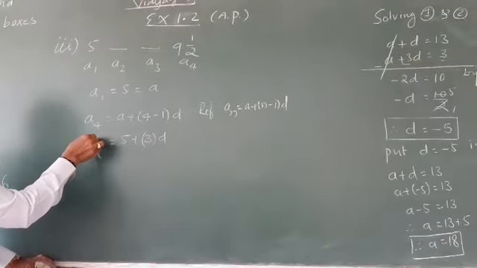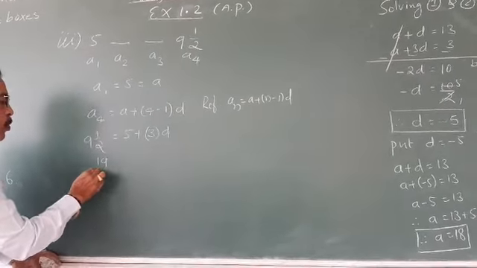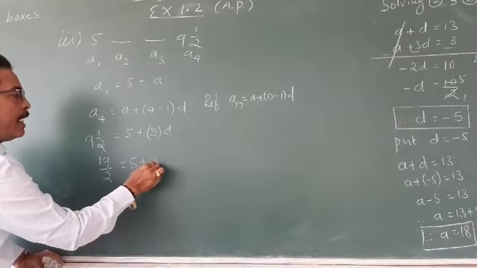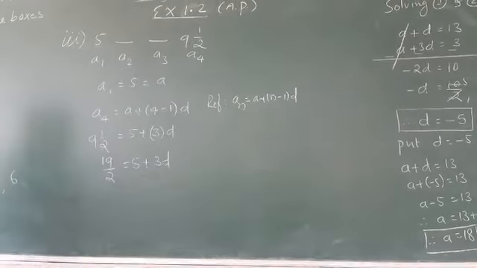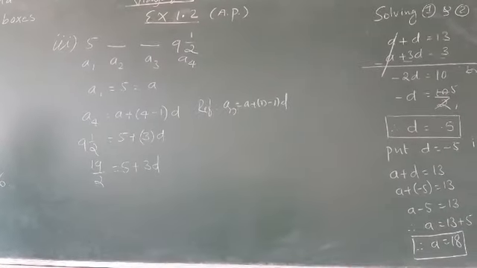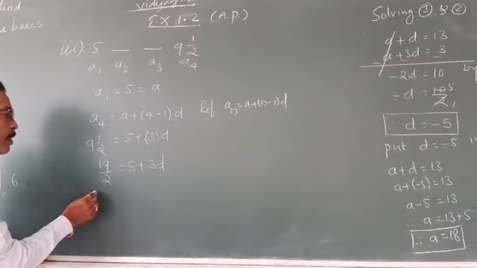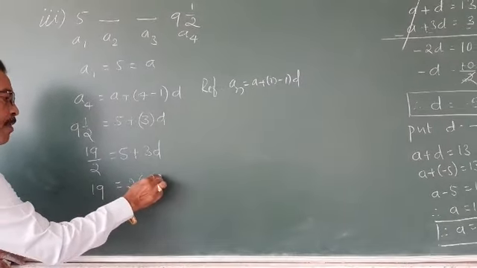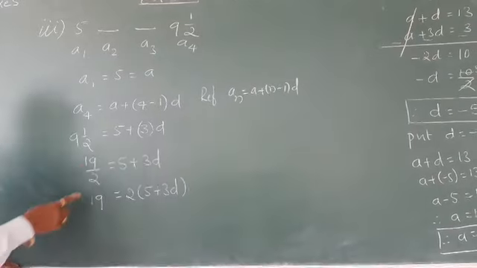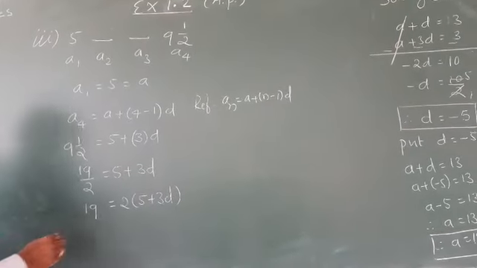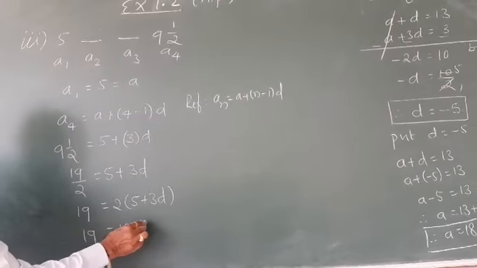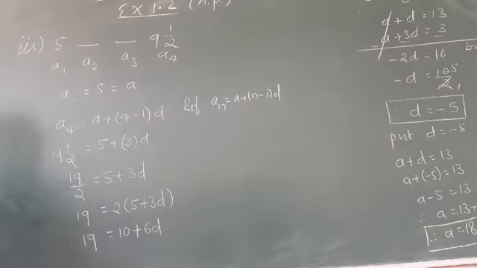9 twos are 18, 18 plus 1 is 19 by 2, equals 5 plus 3d. Then 19 equals 2 in the bracket, 5 plus 3d, by cross multiplication. Then 19 equals 2 fives are 10 plus 2 threes are 6d.